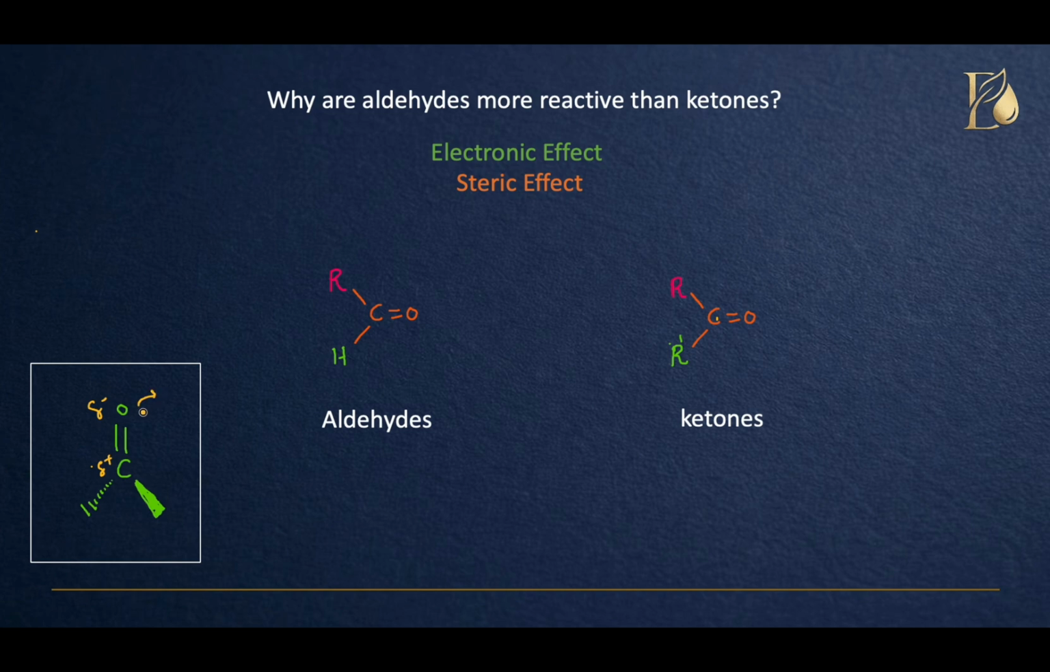Because of the electronegativity difference between carbon and oxygen atom, the shared electron pairs will be pulled towards the oxygen atom, and they are polar molecules. So carbonyl compounds are polar molecules. Because of this, the oxygen atom will have a partial negative charge and the carbon atom will have a partial positive charge. Okay.